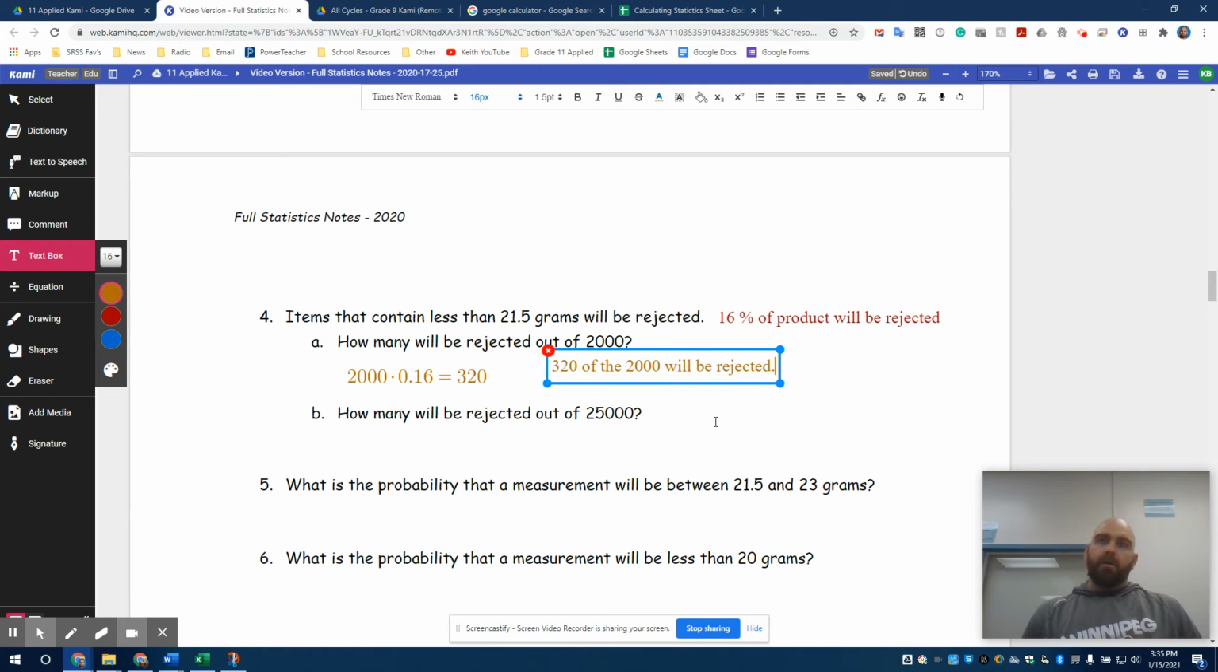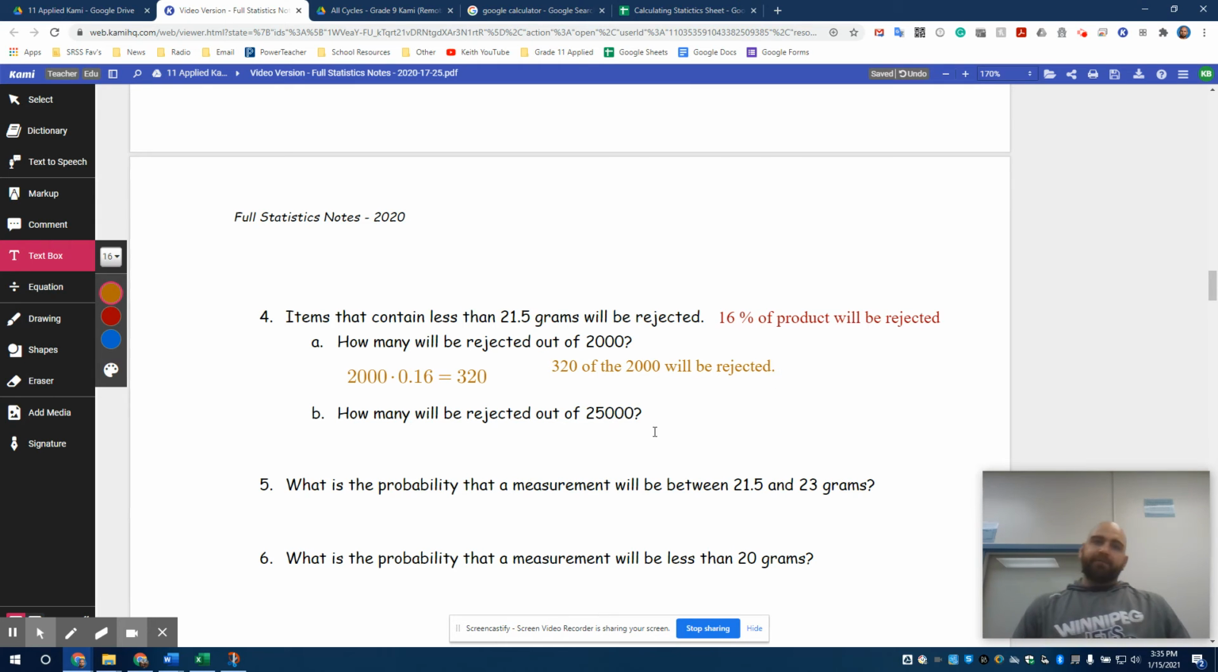Now, in the same way, we can find if they make 25,000, how many will be rejected? Now, again, this is exactly what a lot of companies do. They're going to reject a certain percentage, and it's good to know how many that will be. Sometimes we want to make sure that we better our manufacturing if too many are being rejected. So if they make 25,000, how many will be rejected?